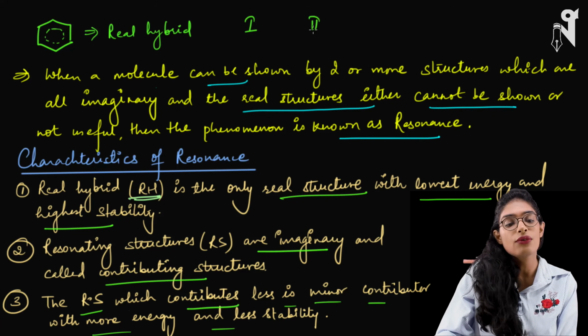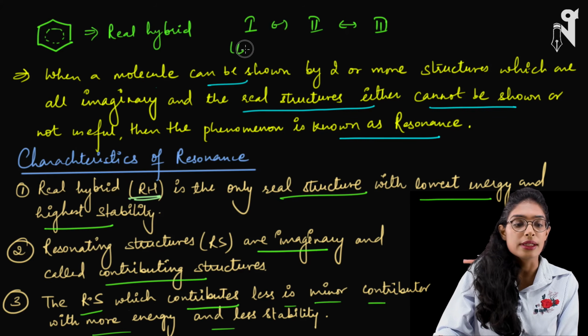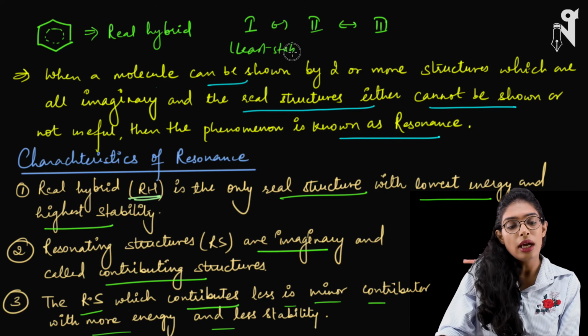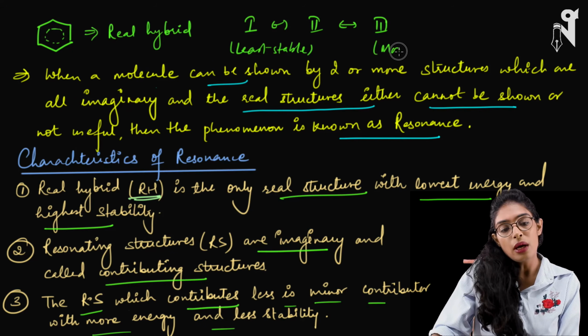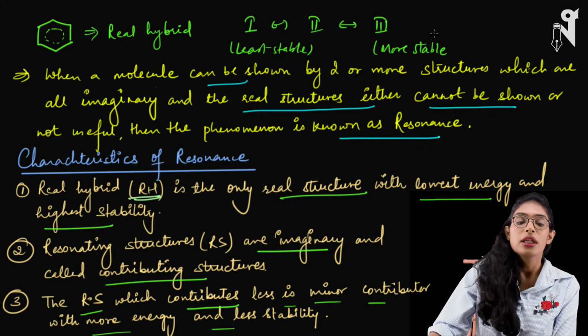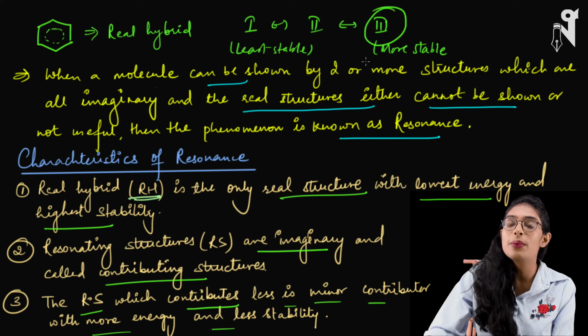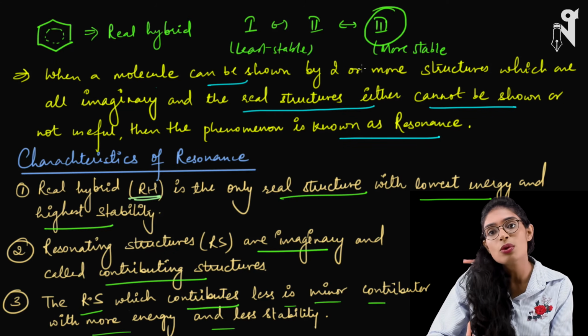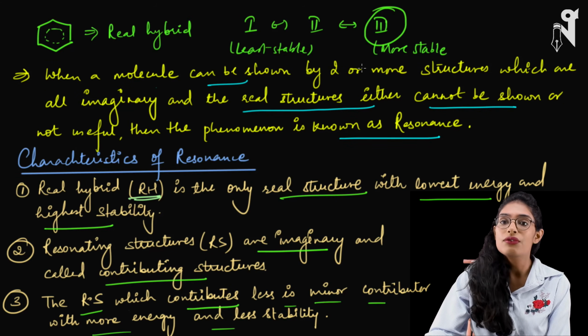This is first form, this is second form, this is third form. These all are interconvertible. This is least stable, and this is more stable. Now assume a reaction is happening. This third form will be present for maximum time because it is more stable. It can sustain itself in that form.